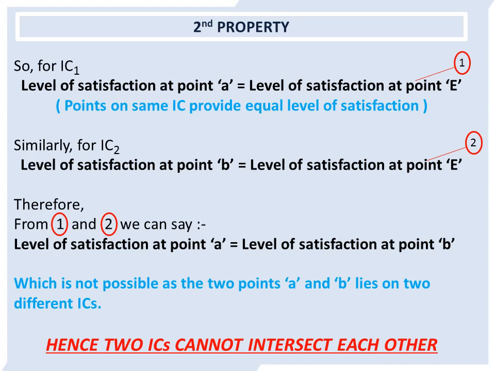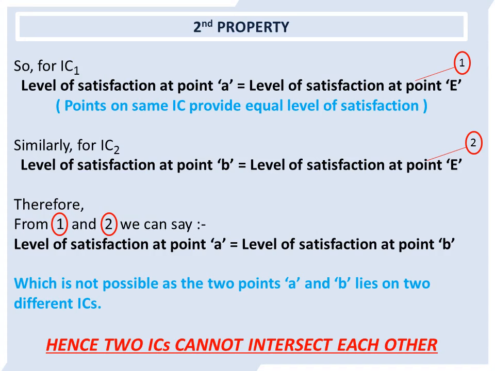So for IC1, level of satisfaction at point A is equal to level of satisfaction at point E. Why is it so? Because these are the 2 points on same IC and points on same IC provide equal level of satisfaction which we have done in the earlier PPTs. Similarly for IC2, level of satisfaction at point B is equal to level of satisfaction at point E.